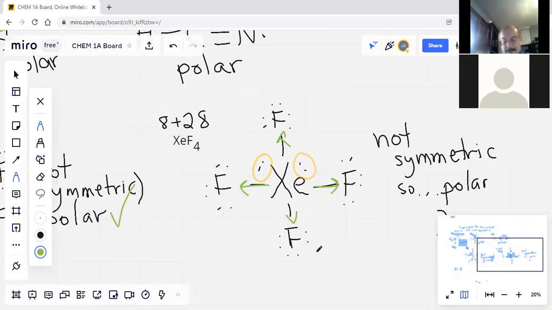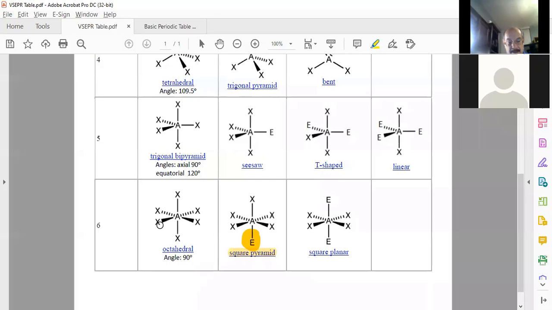Now let's see what happens with the next one, XeF4. Now this one has, again, 4 fluorines and 2 lone pairs, so that's 6 electron groups around it. So let's go to the VSEPR table again and see what that does. So that's 6 electrons, but now we have 2 lone pairs. And here's what happens. Watch what happens. This molecule should now be square planar because it has 1 lone pair here and 1 lone pair there.